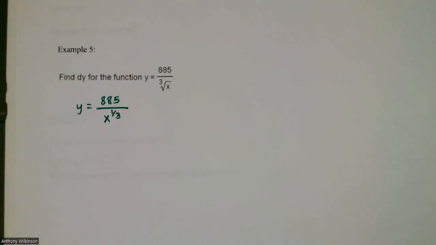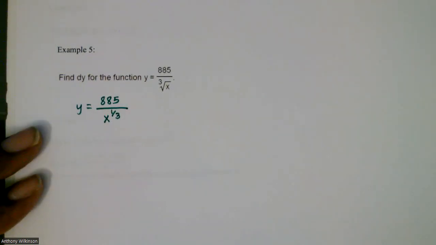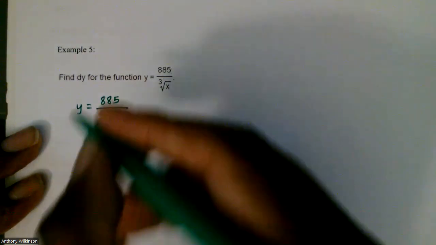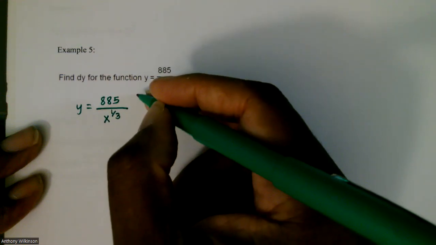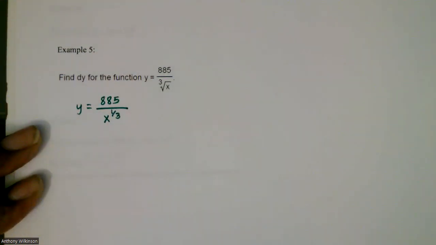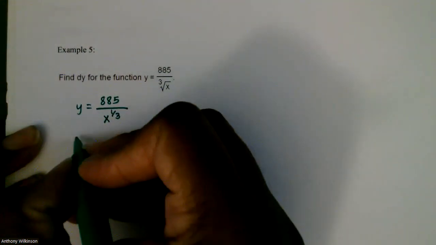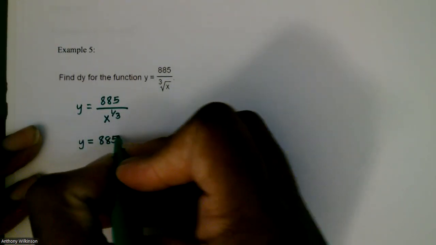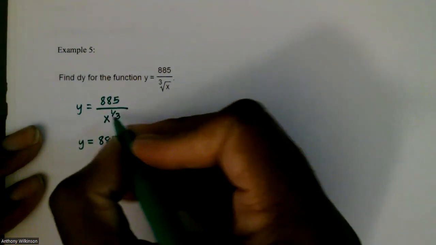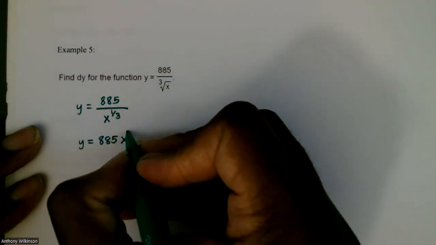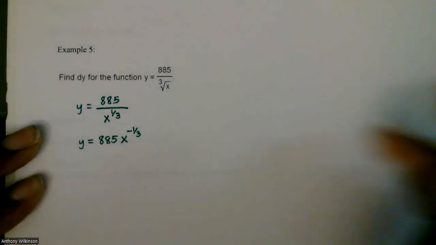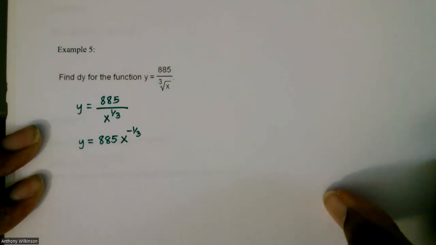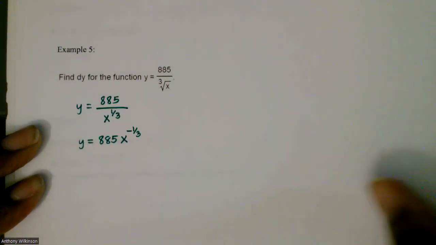So you have y equals 885 over x to the 1/3. But here I need to pull that x to the 1/3 out of the denominator, so I can easily use the power rule for this. So it'll be y is equal to 885. Take the x out of the denominator, but that 1/3 as my exponent will be negative. So I have y is equal to 885 x to the negative 1/3 power.